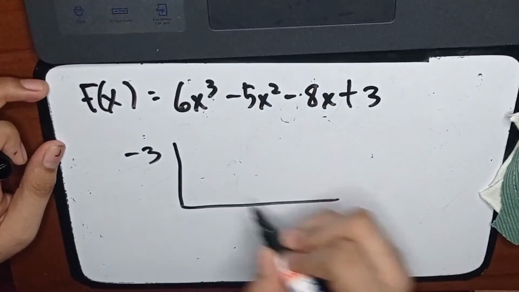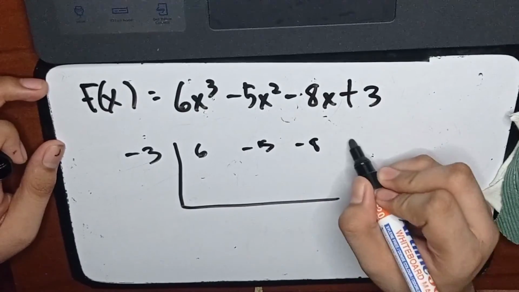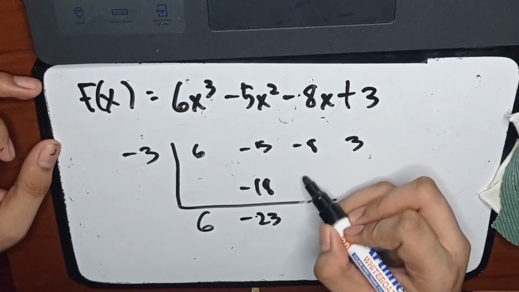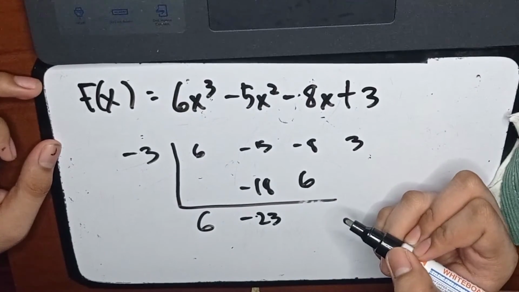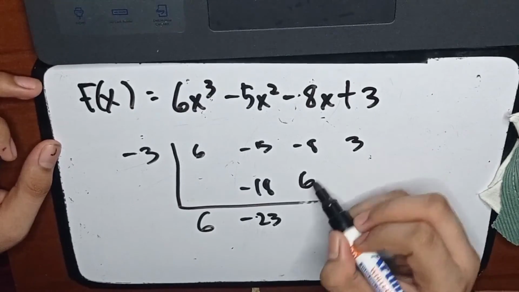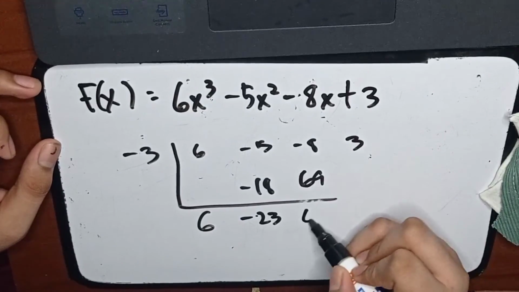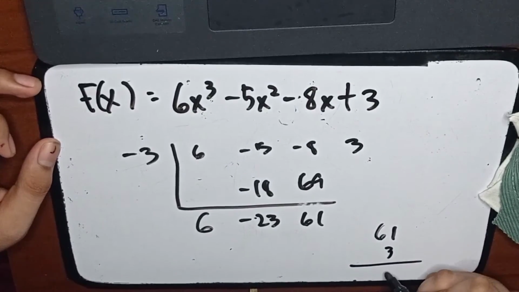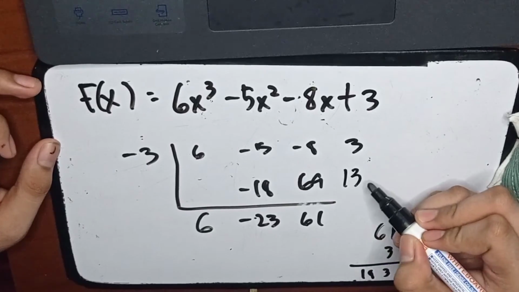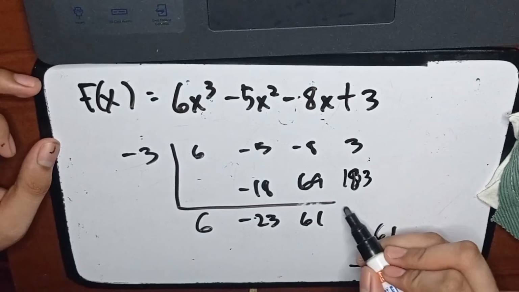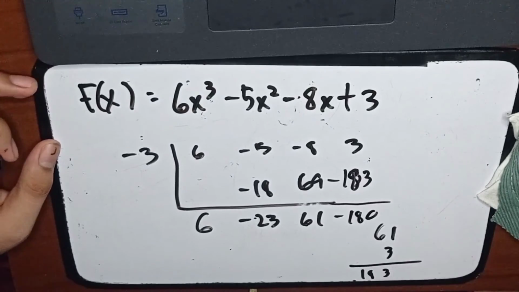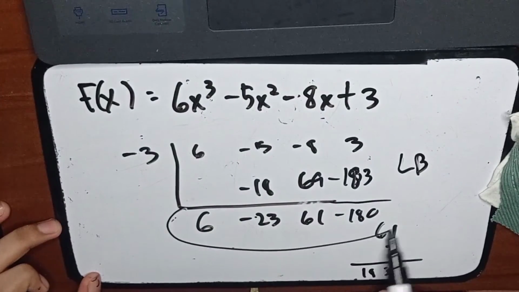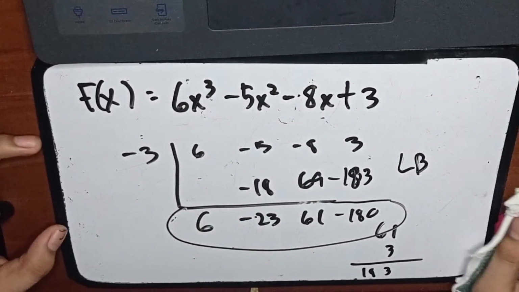Negative 3 again. 6, negative 5, negative 8, 3. 6 times negative 3 is negative 18, negative 23, then negative 69, negative 61, then 183, and 1. So as you can see, this is the lower bound of the equation, since all of the bottom row is alternating from positive to negative.